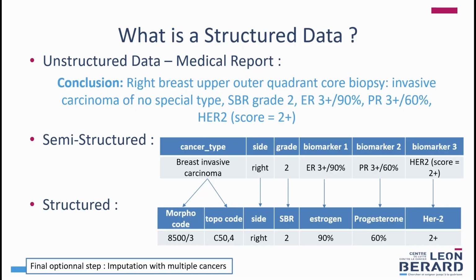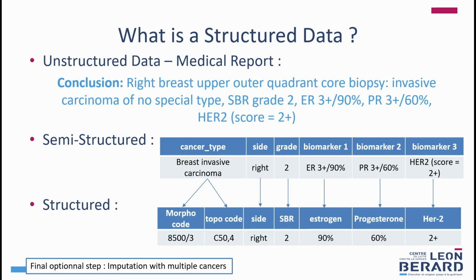Just to explain a bit more what is structured data, we start with the medical report that is a free text. Here the conclusion: right breast upper outer quadrant core biopsy, invasive carcinoma of no special type, SBR grade 2, ER 3+, PR 3+, HER2. So if you want to use this, you can't use it like this in research. It makes no sense. So you have to first structure it in a semi-structured format. So you're basically extracting data from the sentences in some broad categories: cancer type, site, grade.